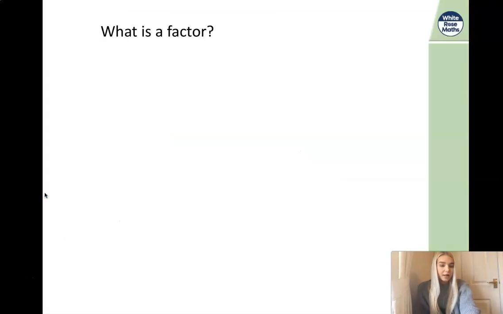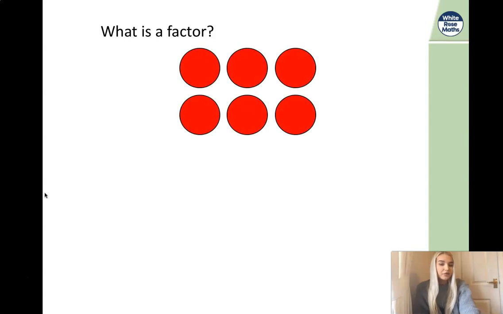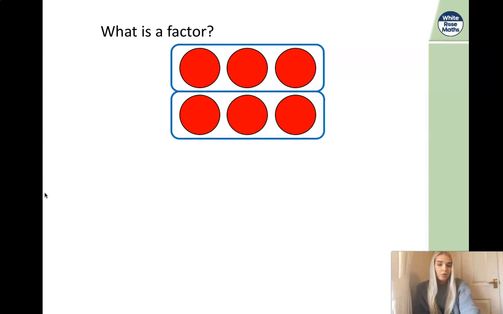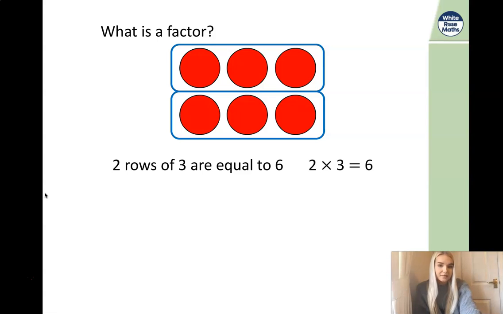Now today we are looking at factors. To start with, do you know what a factor is? Okay, great work. So, we have got an array here. We know that we've got 6 counters in my array if we count them. We could split this array up into 2 rows of 3, which are equal to 6. And that is the same as 2 multiplied by 3 is 6.